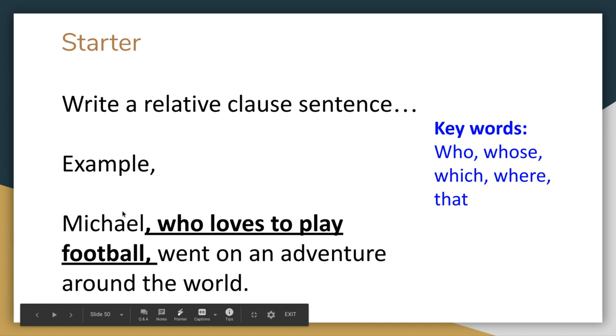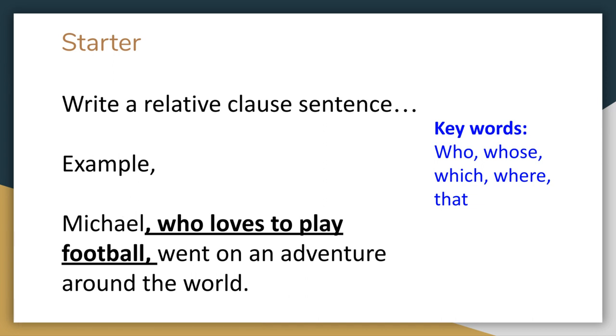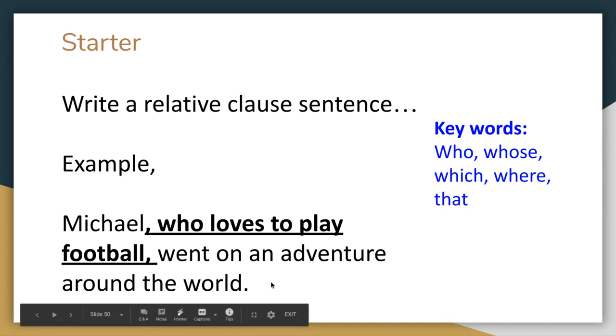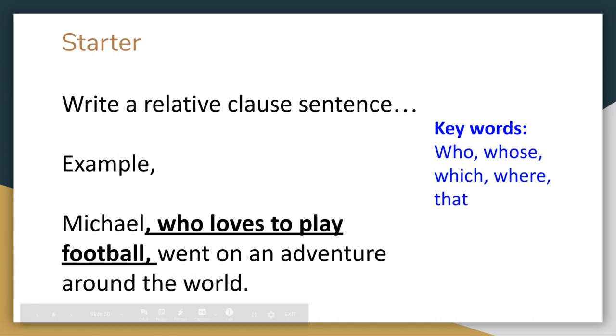It could be a person's name. It can be a thing. You choose. Comma. Then choose a relative pronoun which fits. Give me extra information and then continue. Do a comma and then continue your sentence. So pause the video now and write your relative clause. You can do more than one.